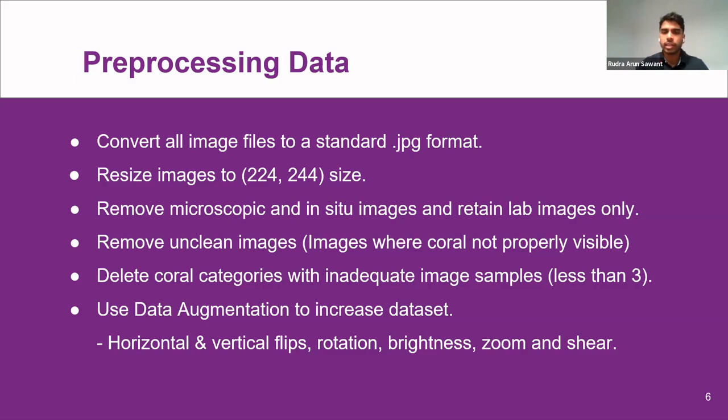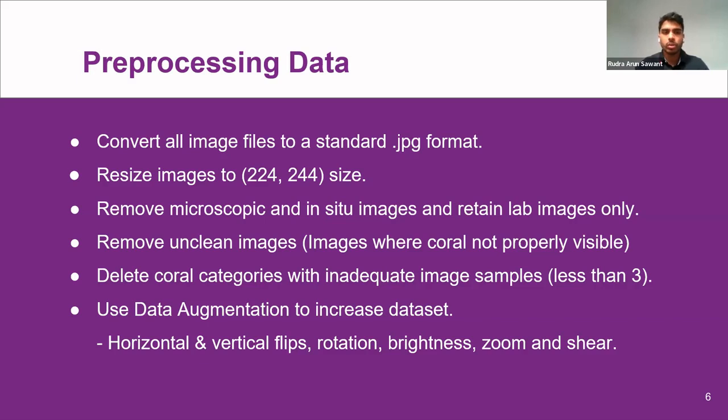Like some of the categories had only 1 image in them. So it would be very biased for the model to actually use that 1 image and then train itself to classify all images based on that 1 sample that it has seen. So we removed all categories having less than 3 images in it.